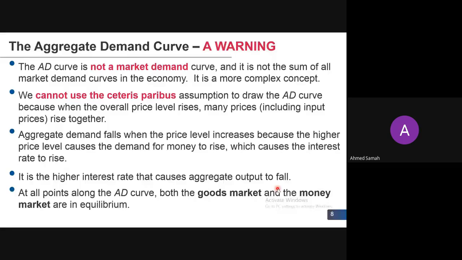So it is the higher interest rate that causes aggregate output to fall in the end. At all points along the aggregate demand curve, both the goods market and the money market are in equilibrium.